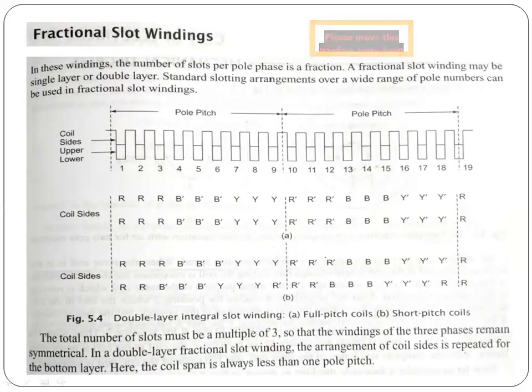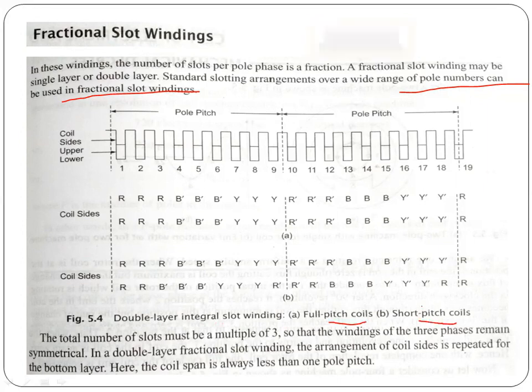Now, fractional slot windings. In these windings, the number of slots per pole per phase is a fraction. A fractional slot winding may be single layer or double layer, and standard slotting arrangements over a wide range of pole numbers can be used in fractional slot windings. So this is the double layer integral slot winding, part A for full pitch coils and part B for short pitch coils.